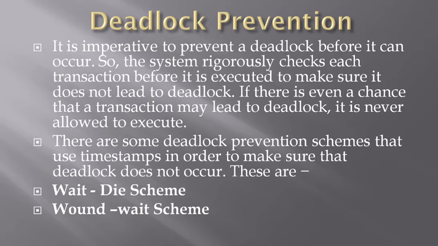That is, it is never allowed to execute if any one transaction creates a deadlock. For that we have to take other actions. So there are two deadlock prevention schemes: one is the wait-die scheme, and another one is the wound-wait scheme. These two schemes are done by a timestamp method. So these two deadlock prevention schemes use a timestamp in order to prevent deadlock.